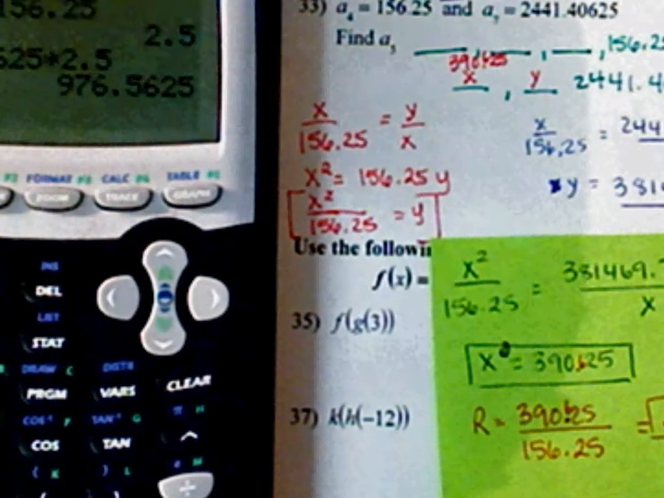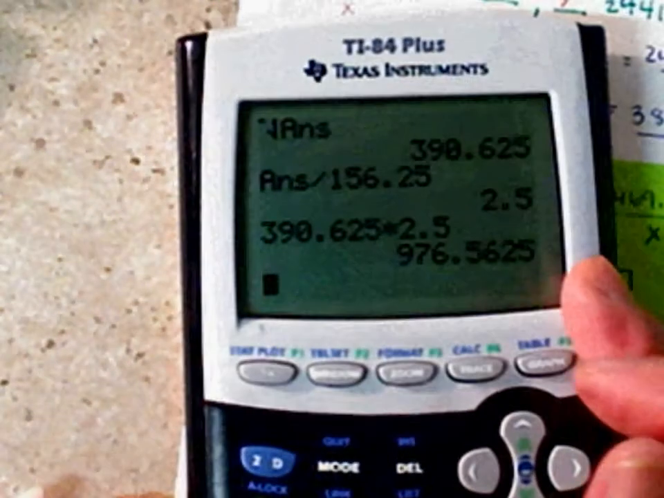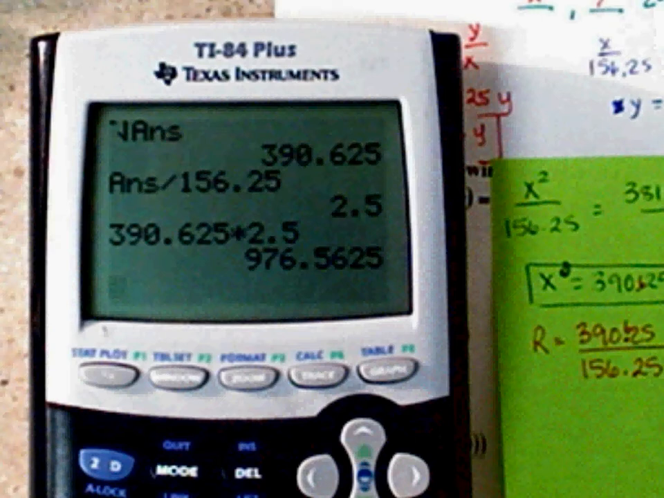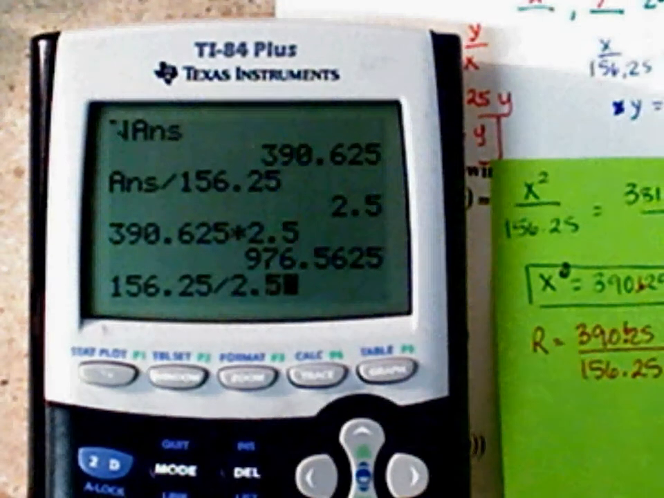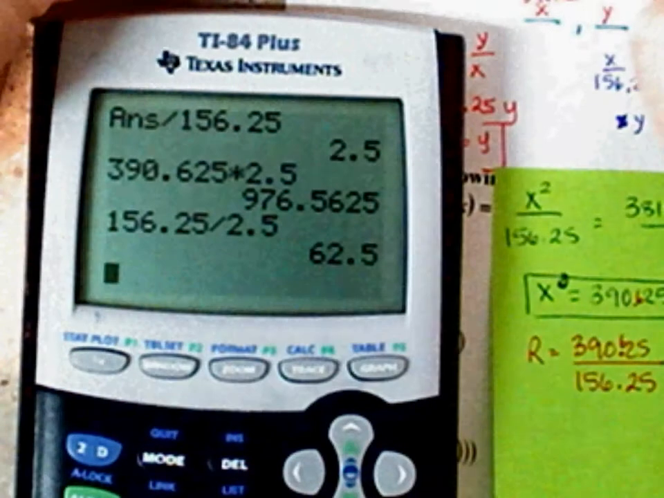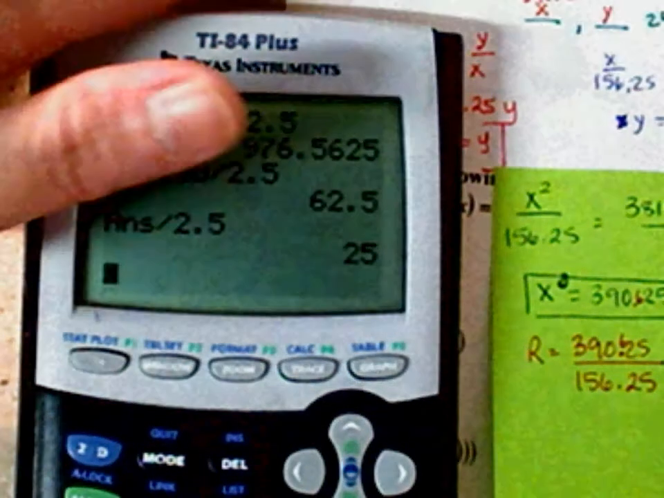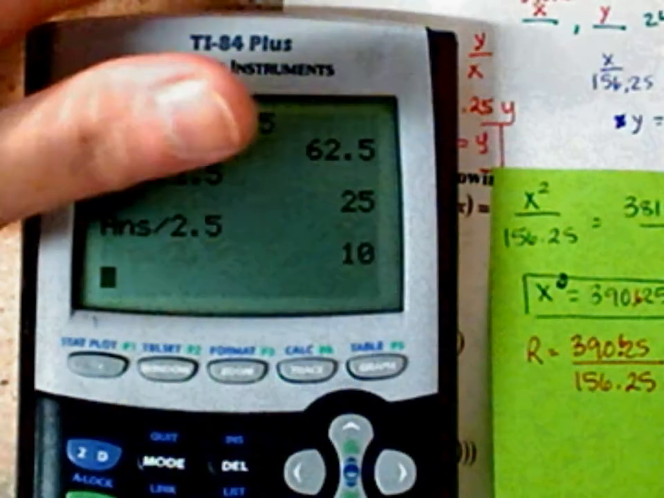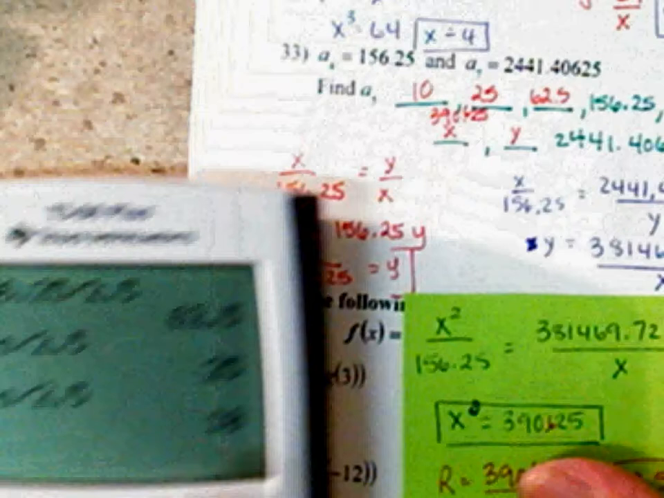Now, take a look. Remember, if you're going up, you're going to multiply. So if you're going down, you're going to divide. So you're going to take 156.25 divided by 2.5. That'll give you this term right here, 62.5. Divide by 2.5 again. That'll give you this term here, 25. Divide by 2.5 again. That'll give you 10. So guess what your first term is? It is a 10. I just kept dividing.